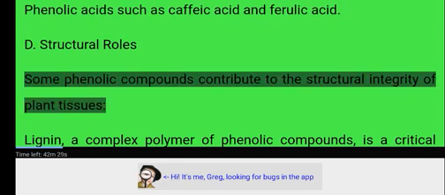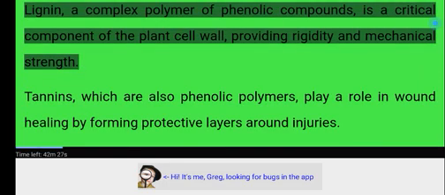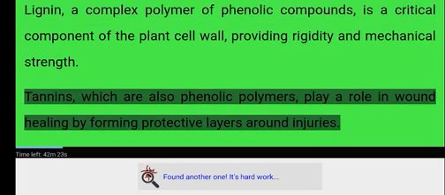D. Structural roles. Some phenolic compounds contribute to the structural integrity of plant tissues. Lignin, a polymer of phenolic compounds, is a critical component of the plant cell wall, providing rigidity and mechanical strength. Tannins, which are also phenolic polymers, play a role in wound healing by forming protective layers around injuries.